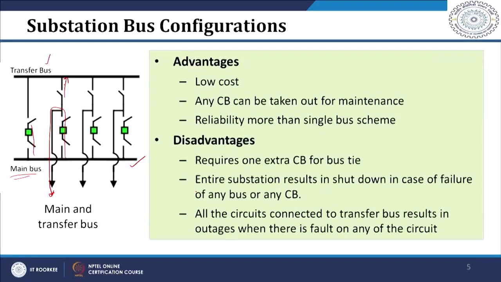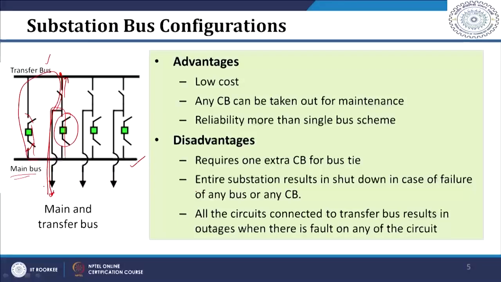disadvantages of this particular configuration, the advantages are: it is again a low cost configuration as compared to other configurations which we will see. Any circuit breaker can be taken out for maintenance. So if you want to do maintenance on this particular circuit breaker, you can easily take it out, and then this circuit will be connected to the transfer bus, and this tie breaker will be closed, and then power for this particular circuit will be flowing through this path. So as compared to the single bus scheme, the reliability of this scheme is more.